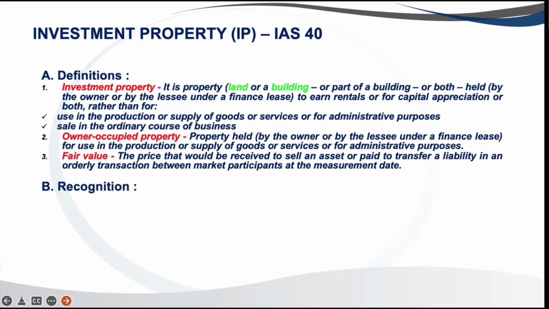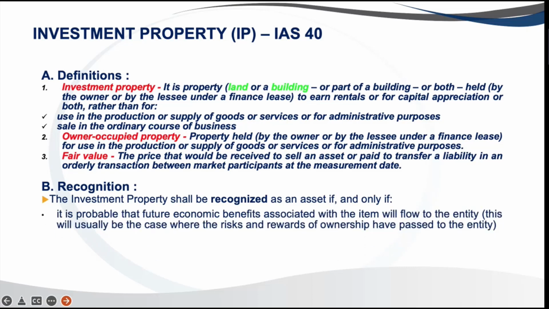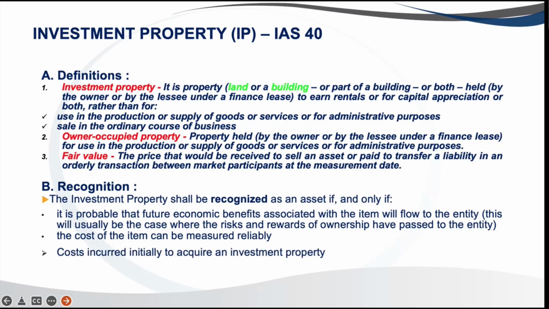And I move to number B on recognition. It says, an investment property shall be recognized as an asset. Normally, they all guide the same way. If and only if you're expecting the future economic benefits associated with that particular item to flow to the entity. And then, as part of the requirement, the cost of that item can be reliably measured. So you also need that. Cost incurred initially to acquire that investment property. We'll touch on IAS 16 to see how to get into the cost element of it.